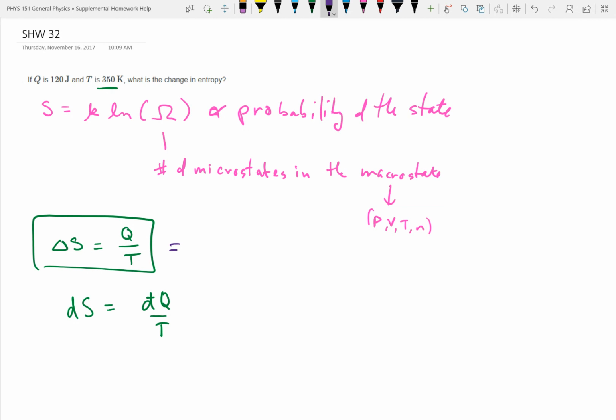Q is? 230? No, Q is 120. 120 joules. So I just replaced Q with 120 joules. And temperature is 350.